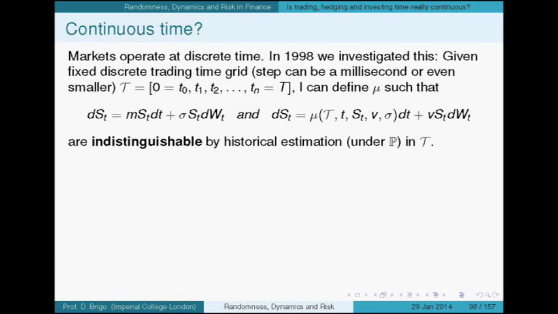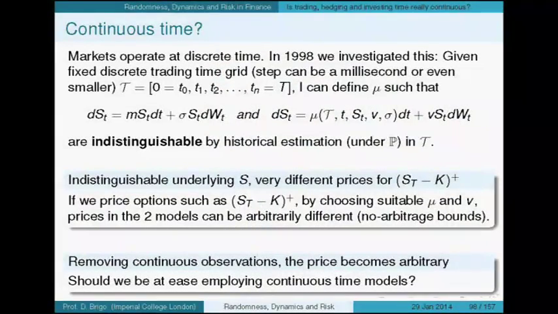And then you can have two different random models for the stock you're trading in the option. On the left-hand side, you have a model with a local growth M and a volatility sigma. On the right-hand side, you have a different stock model with the trend mu and a volatility V. Okay? You can define the trend mu in the right-hand side equation such that the two systems are completely indistinguishable by historical statistical estimation. So if you do your estimation on the trading grid in the past and you reach now, there's no way you can distinguish in the physical real probability measure these two models.